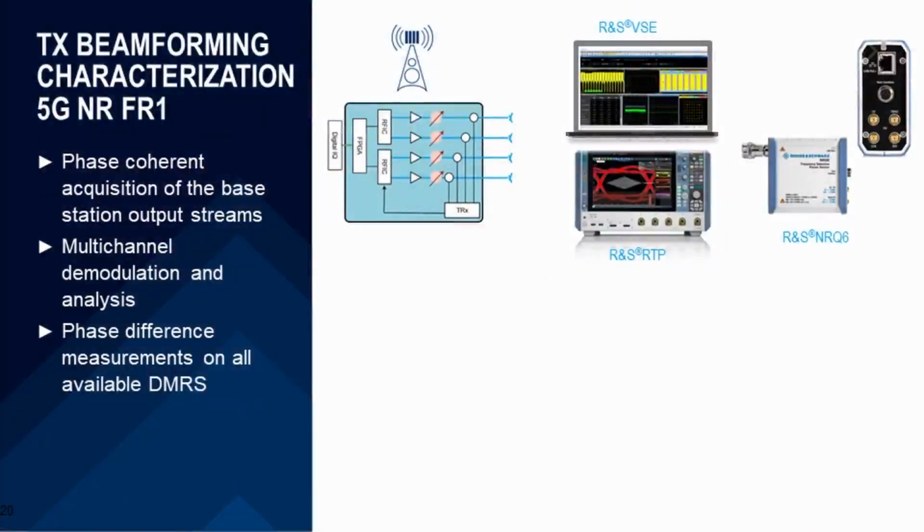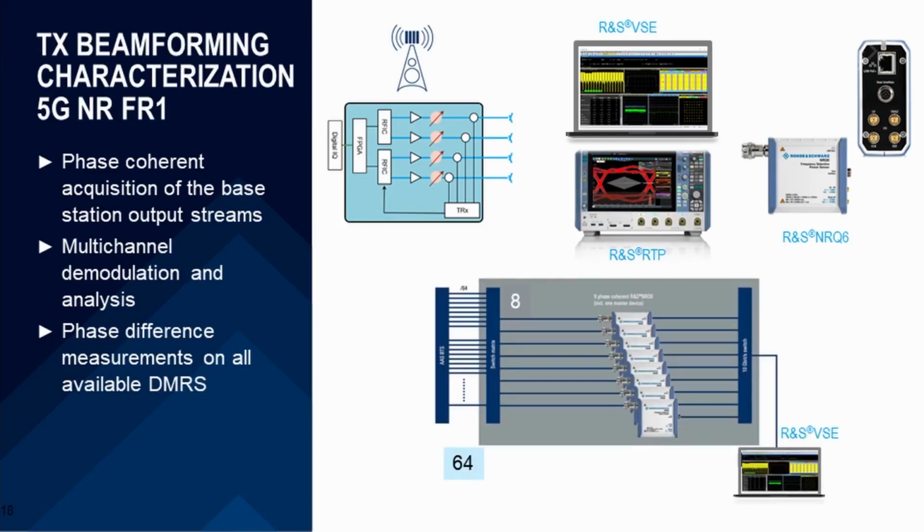This was the solution for 4 channels. Now if you want to see solutions for more channels, here we'll have to look at the NRQ6, the frequency selective power sensor. As you can see from the rear view there, we have an Ethernet connection on this power sensor. And the function of the RTP can be done by the NRQ. So when we serially connect these NRQs, we can do measurements on up to 8 output streams.